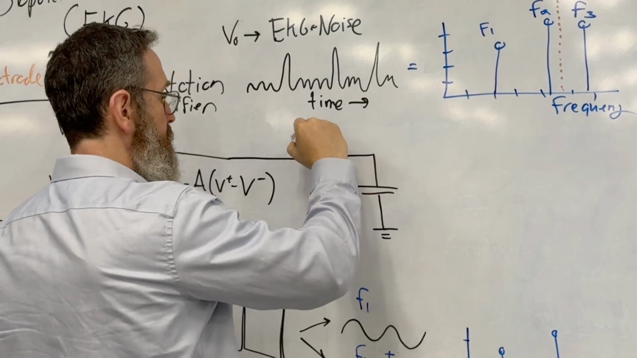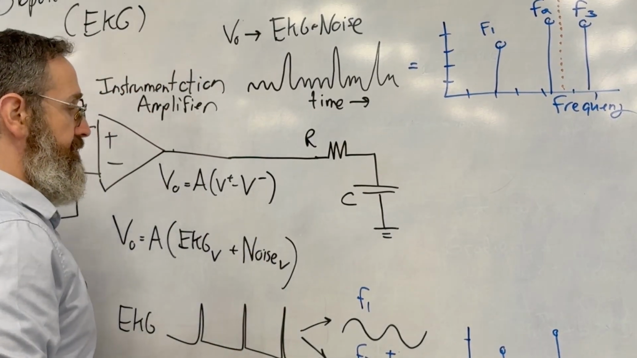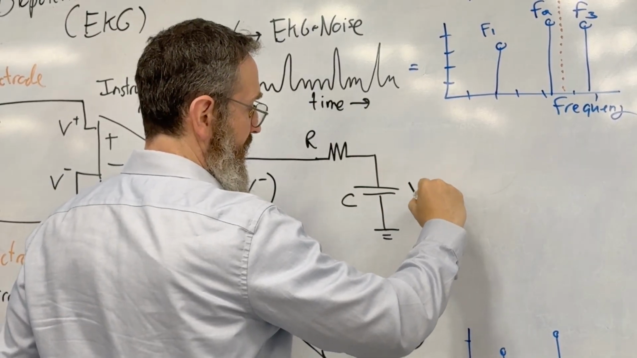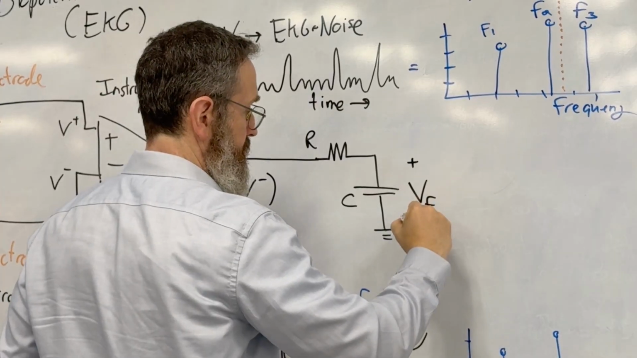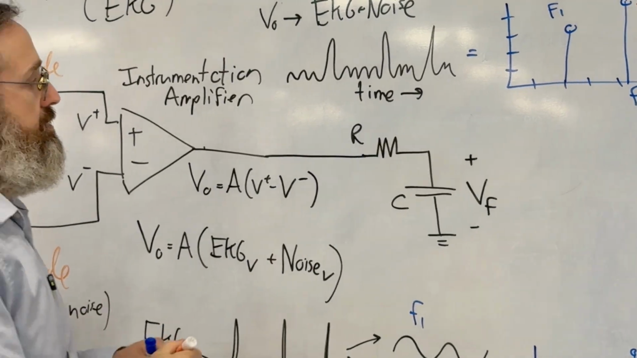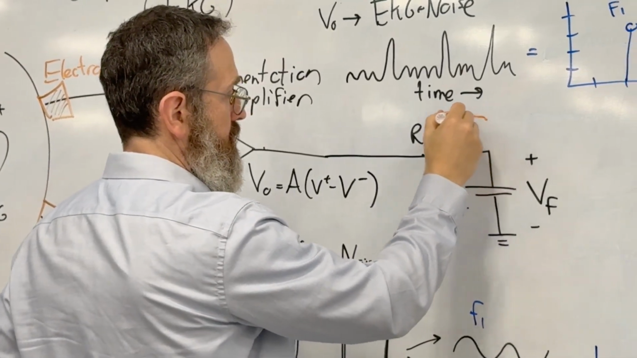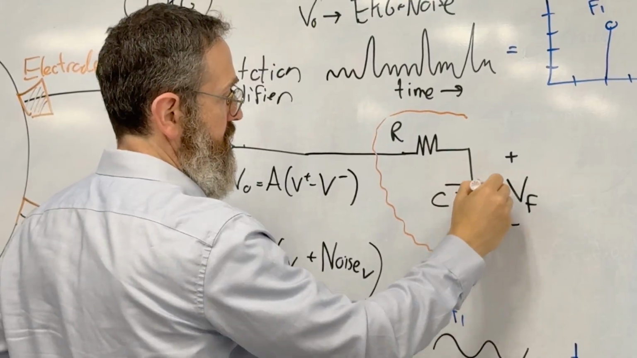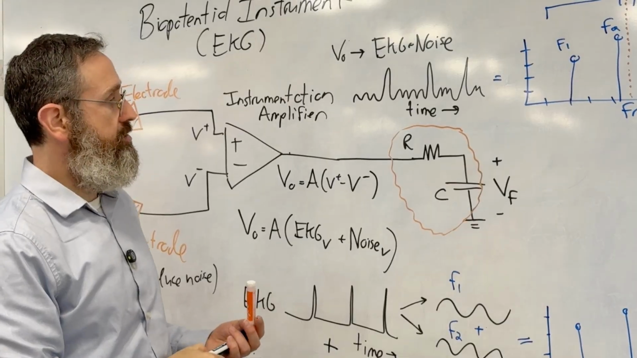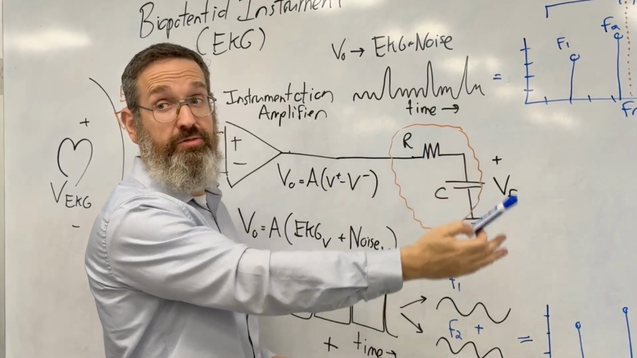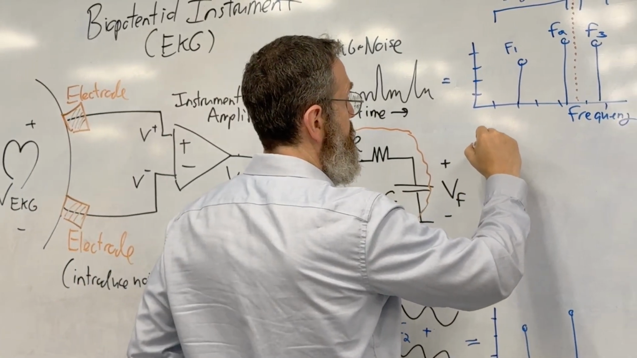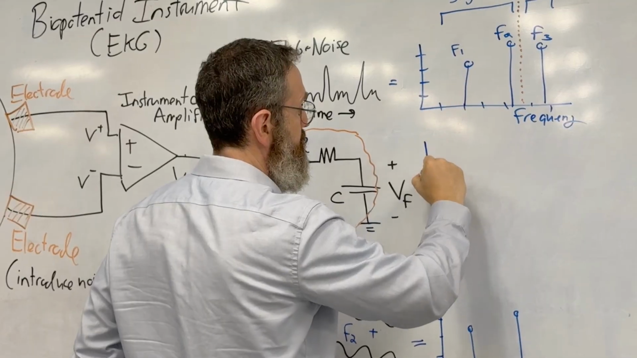We have a capacitor, and we have a resistor. And we're going to have a V, let's call it VF for post-filter here. So this is the circuit that we're talking about. Now this circuit, it turns out, also has a frequency domain picture. The picture of this circuit, I'm going to draw it right under here.